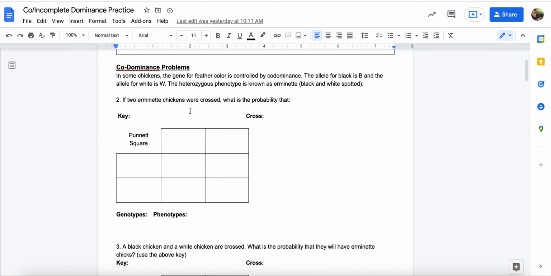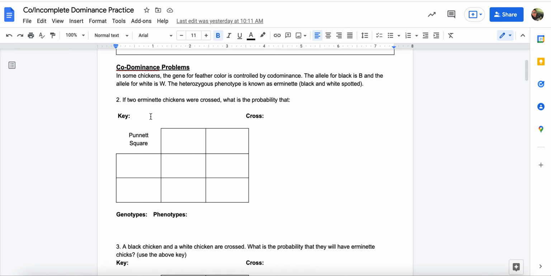Here we're going to go through the Punnett squares. So for the first step, we're going to make our key. In some chickens, the gene for feather color is controlled by codominance. Remember, codominance means they're both being expressed. The allele for black is capital B. The allele for white is capital W. The heterozygous phenotype known as erminette, which is a black and white spotted chicken.